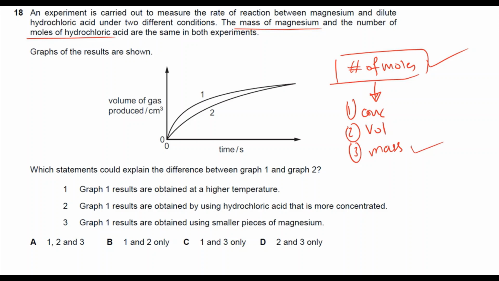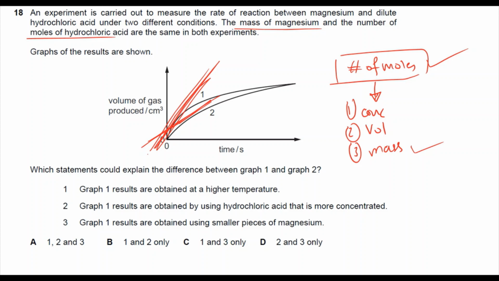But what is happening is that in graph 1, the rate seems faster because the gradient over here gives us the rate. So this is for graph 1 and then this is for graph 2. You can clearly see the gradient of graph 1 is steeper, which means the gradient for graph 1 is greater, which means the rate in the first experiment is greater. So what will increase the rate? We have to look for that.